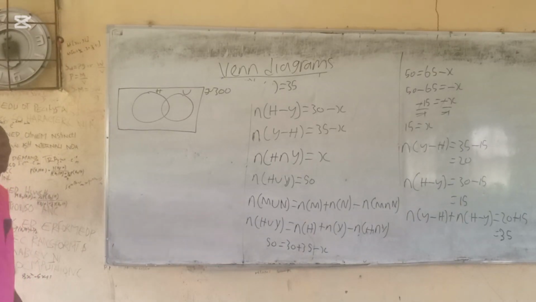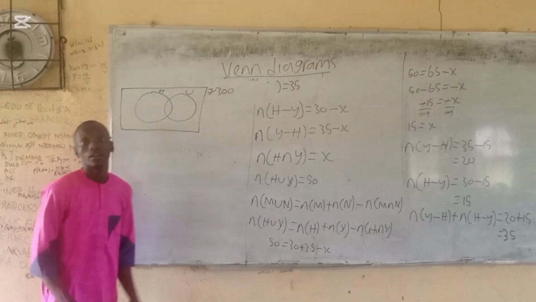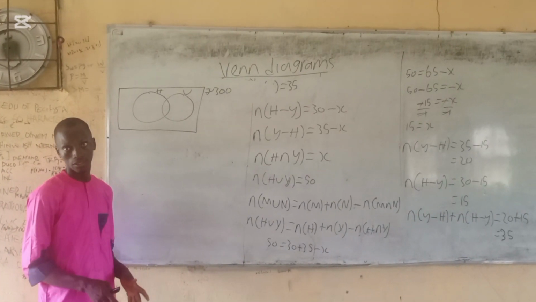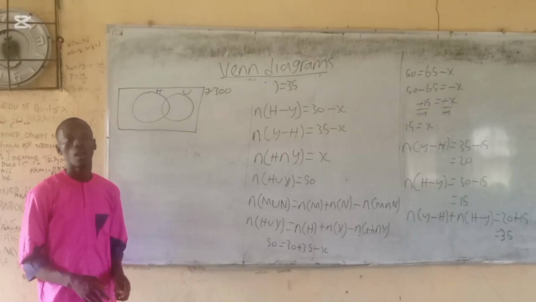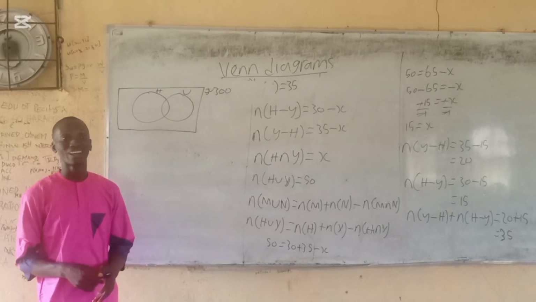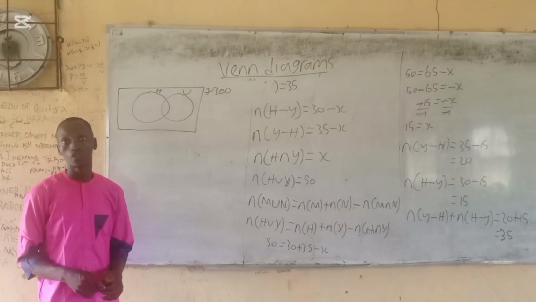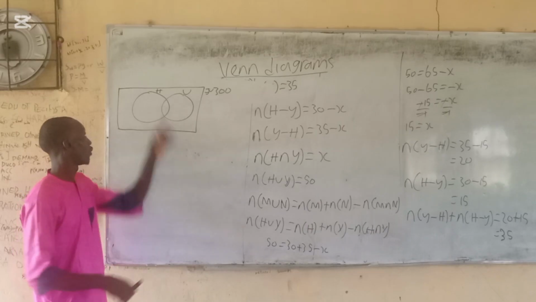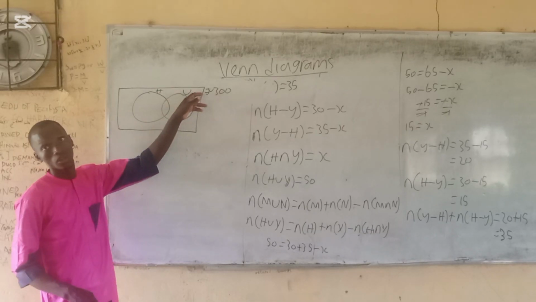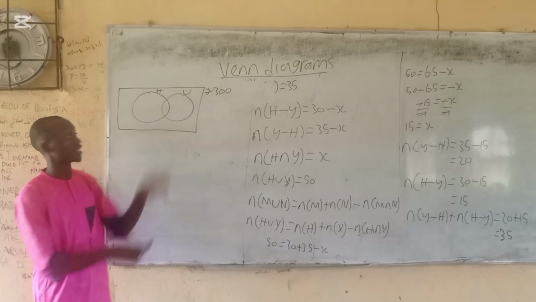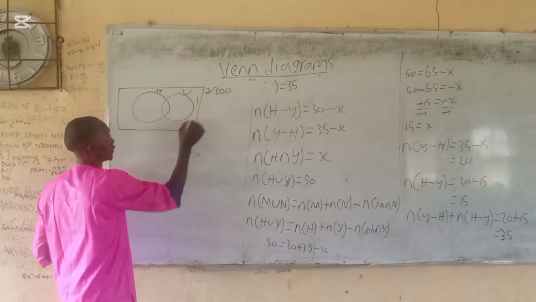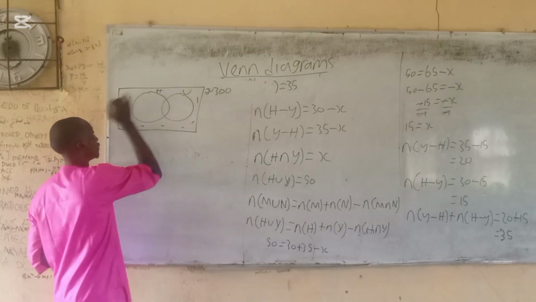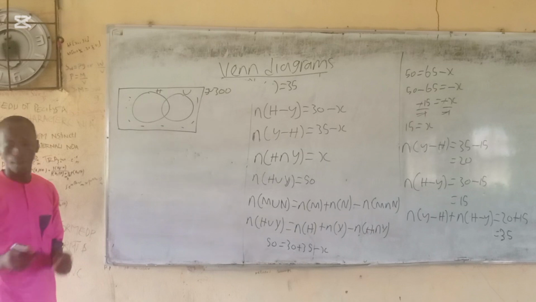This question asks for the set of people that want to do the service that do not have any of these qualifications. They neither hold a university degree nor a higher national diploma, which means they are here. That is the number we are being asked.